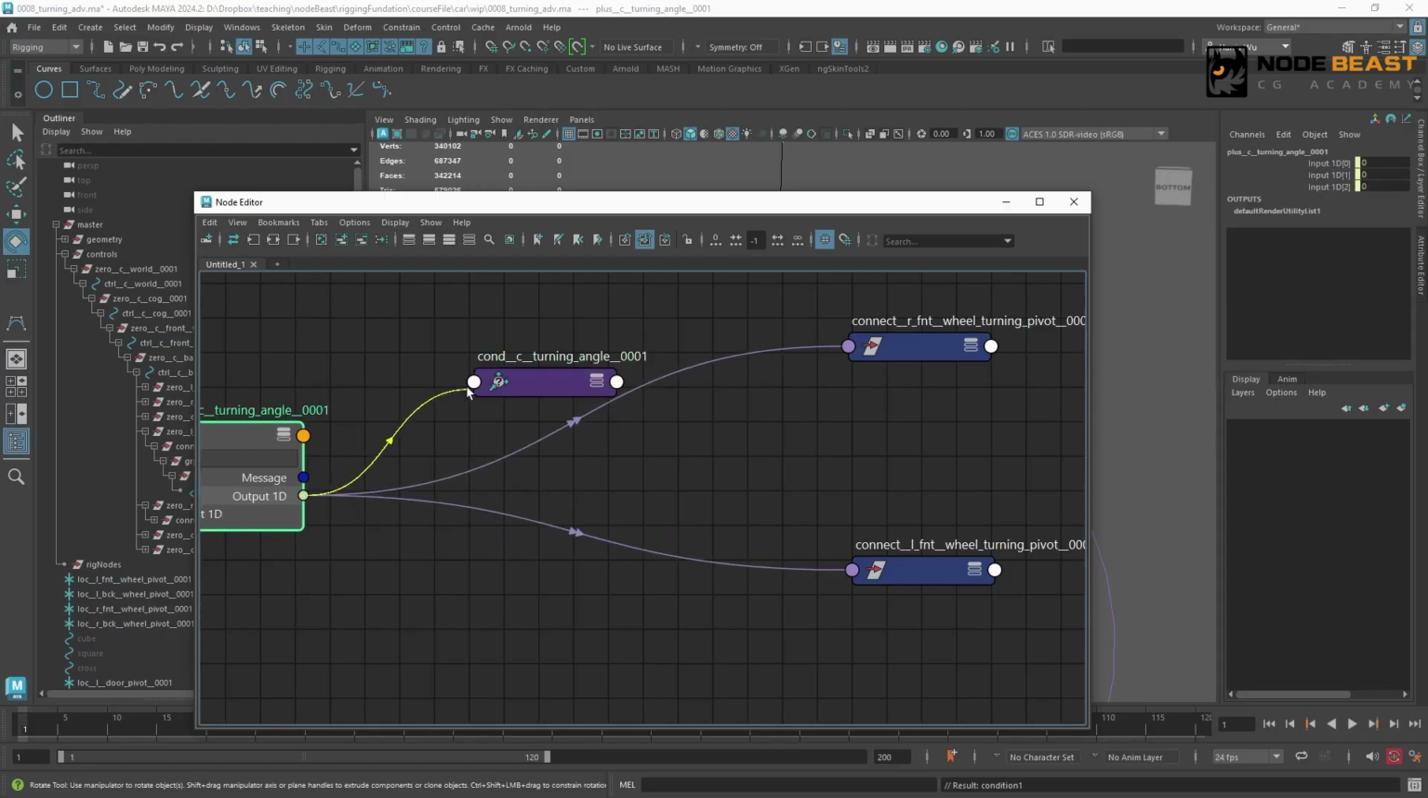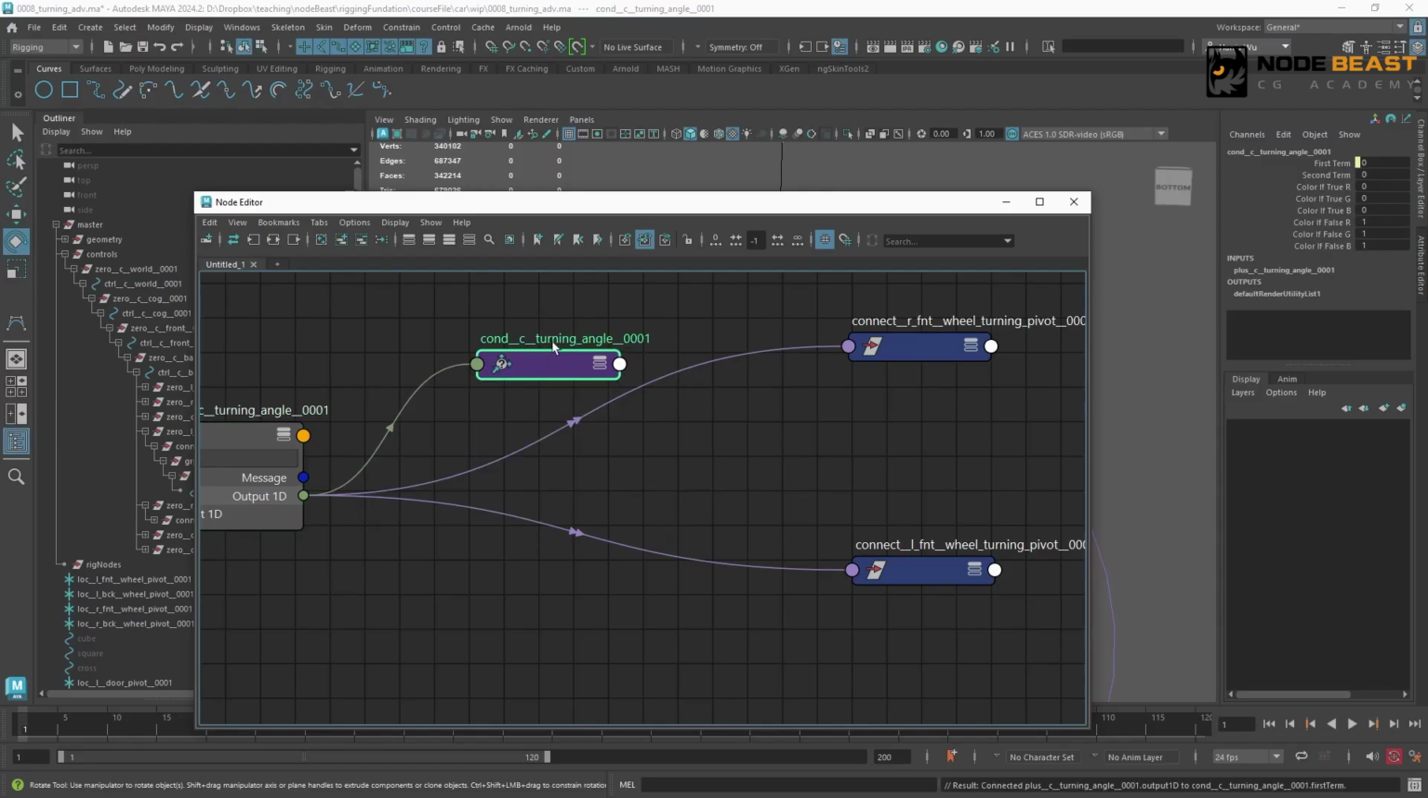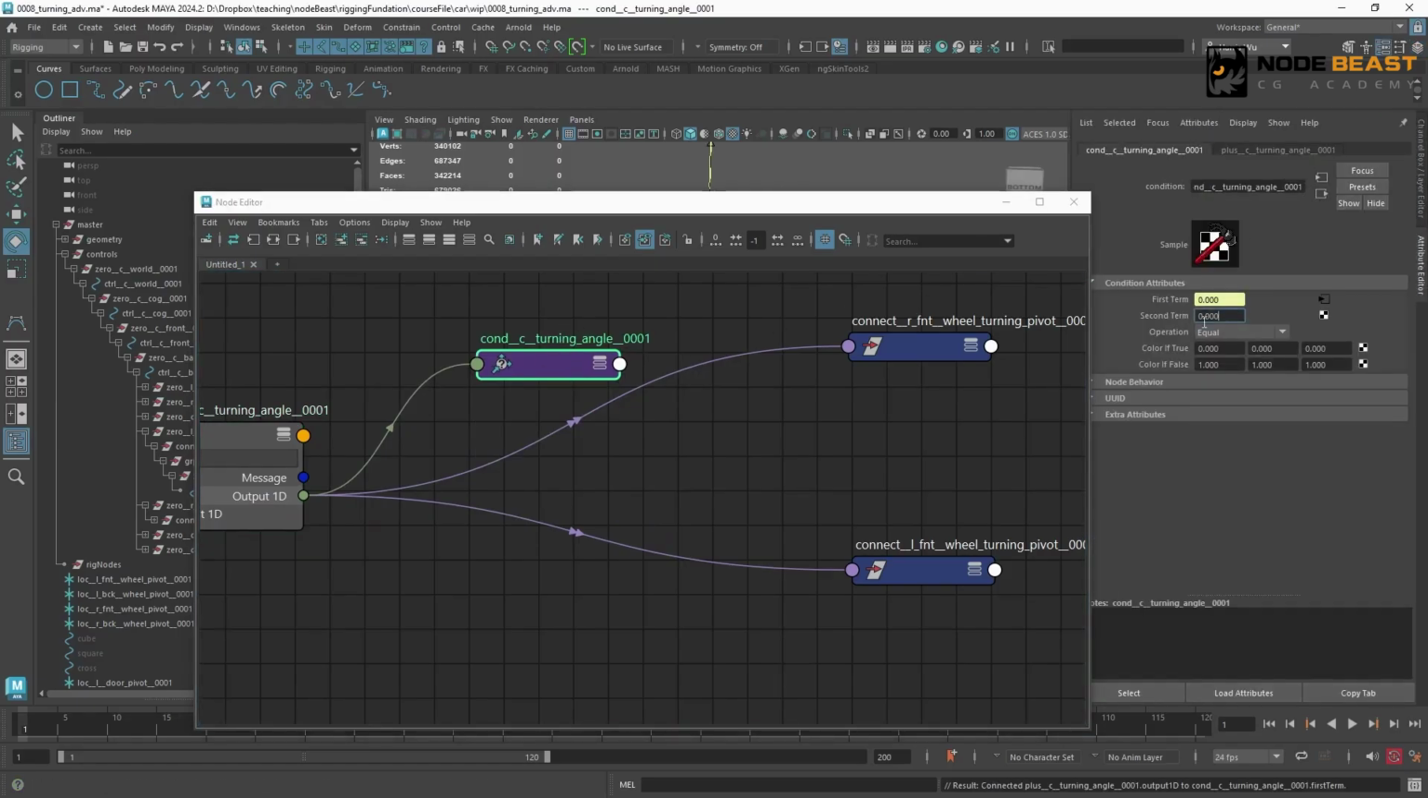Then take the final value from the plus-minus average node and connect it to the first term. Then we'll compare this value with the second term. Let's set the second term to 0. Then we'll use greater or equal. This way, when it's greater than or equal to 0, we know the car is turning left. When it's less than 0, it's turning right. This corresponds to the rotation effect of each wheel.